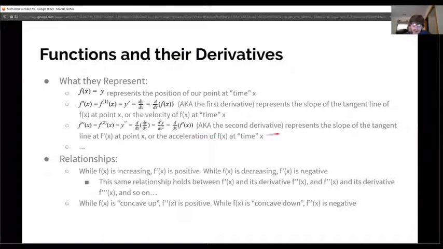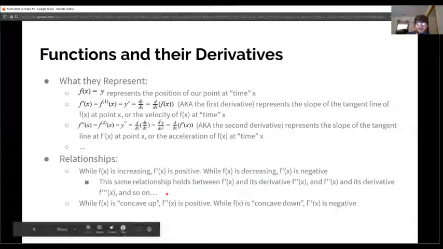And what the second derivative represents is the slope of the tangent line at f prime of x at point x. So it's the slope of the tangent line of f prime of x, or in terms of f of x, this would be the acceleration of f of x at time x. Since acceleration is just the rate of change of velocity, right? And the relationships we have between them. So while f of x is increasing, f prime of x will be positive. And if f of x is decreasing, then f prime of x is negative.